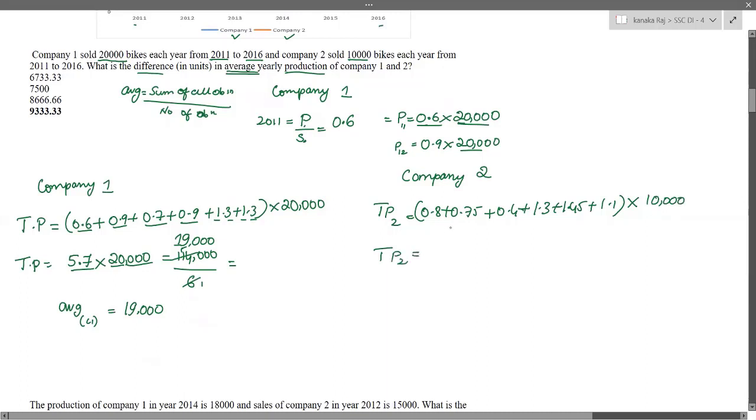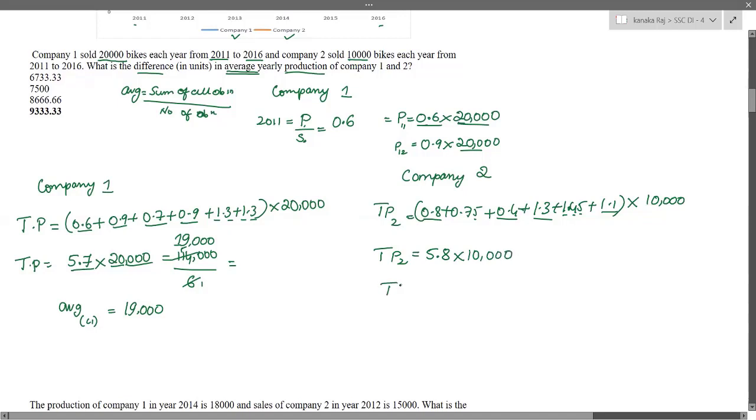Total production of company 2 will be equal to 0.8 plus 0.4 gives me 1.2. 1.2 plus 1.3 gives me 2.5. 2.5 plus 1.1 gives me 3.6. 3.6 plus 1 gives me 4.6. 4.6 plus 0.4 gives me 5. 5 plus 0.05 gives me 5.05. 5.05 plus 0.75 is 5.8. So my total production of company 2 will be 5.8 into 10,000.